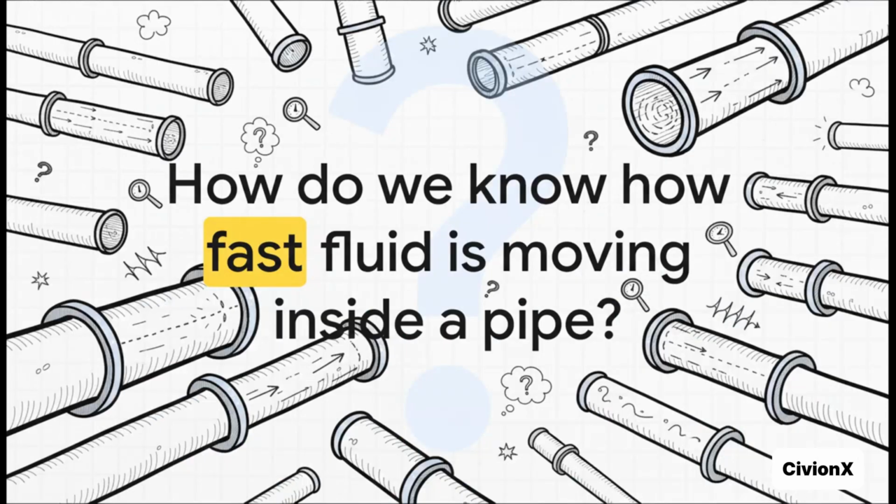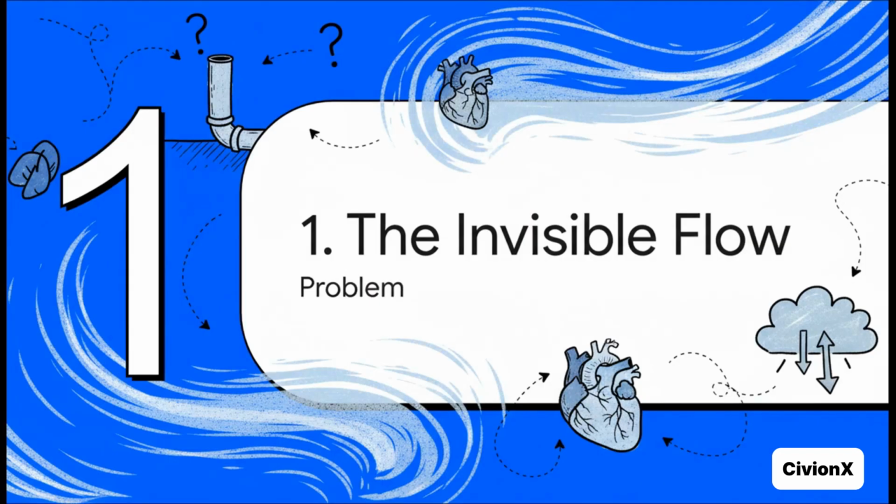Right, so think about it. Our entire world runs on this hidden network of pipes. But how on earth do you measure the speed of something you literally can't see? It sounds impossible, right? But engineers found a super clever way to do it, and that's the puzzle we're going to solve together today. So, let's start with the challenge itself, what we're calling the invisible flow problem.